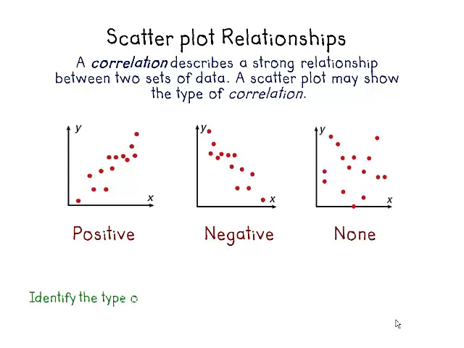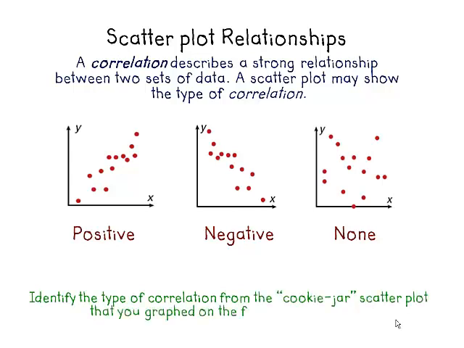I'd like you now to identify the type of correlation from the cookie jar scatter plot that you graphed on the front of the handout. Does it have a positive, a negative, or no correlation? If you said a negative correlation, you'd be right, because as the time increases, the number of cookies decreases. So as x increases, y is decreasing. That represents a negative correlation.